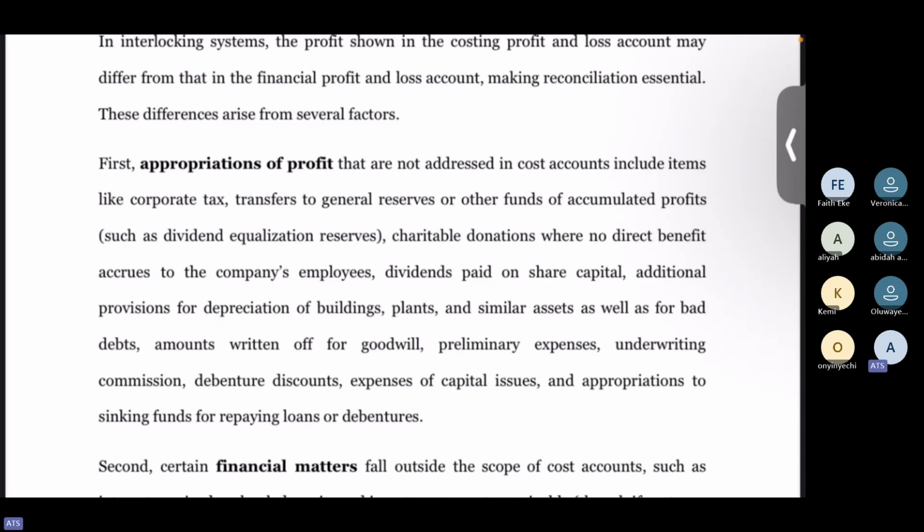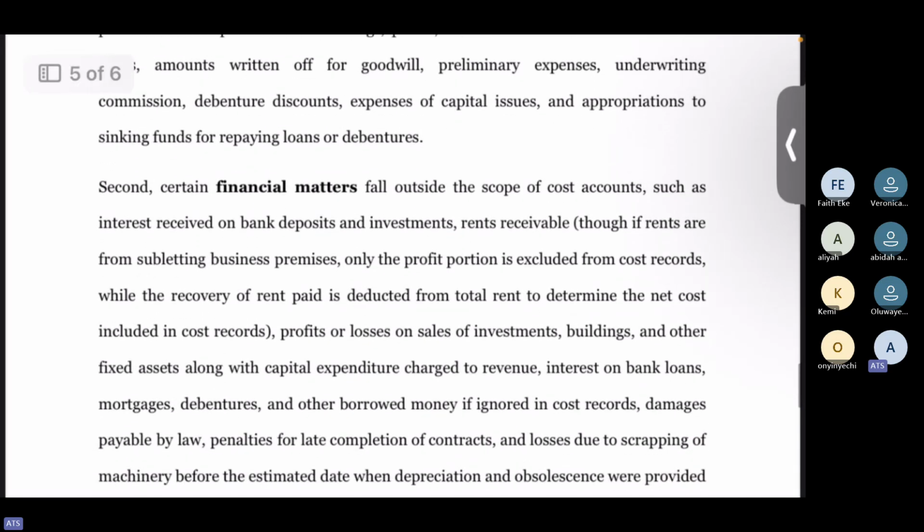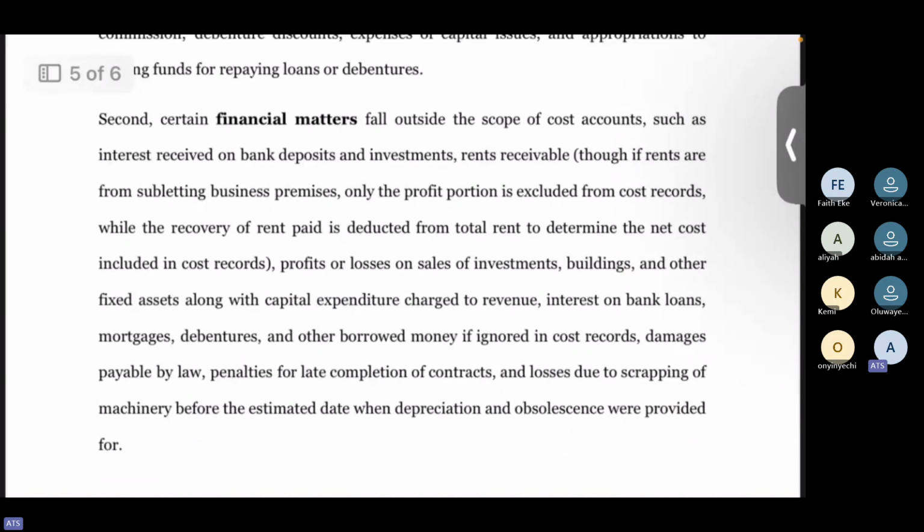So according to those standards, yes, but in cost accounts, you don't necessarily have to follow all these standards. So in most cases, these costs are not charged under cost accounting, and it causes a huge difference in both profits. Now, another thing that causes a difference in both profits are financial matters that fall outside the scope of accounts. So just like those appropriations that we talked about, there are also some incomes that the cost accountant knows nothing of. The only income that the cost accountant is concerned with is probably sales, right?